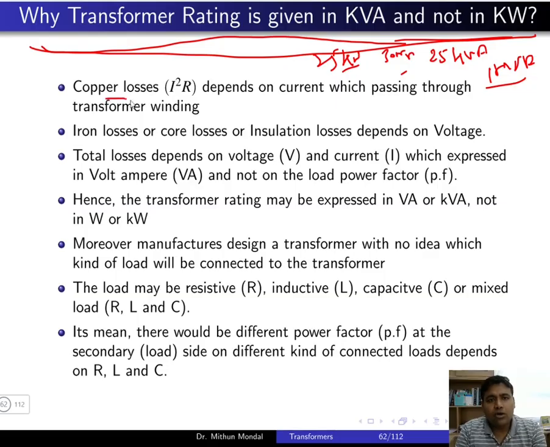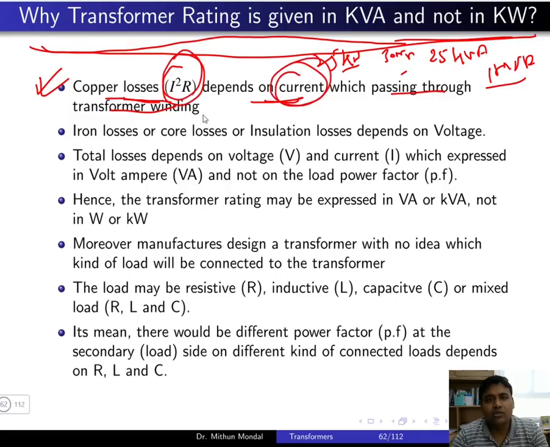Generally, the copper loss, that is the I square R, depends on the current which is passing through the transformer winding. You know that whenever the current is passing through any winding, and the winding is made up of copper, there will be a loss in the form of I square R, and this basically depends on the current because the resistance is constant for any particular material.